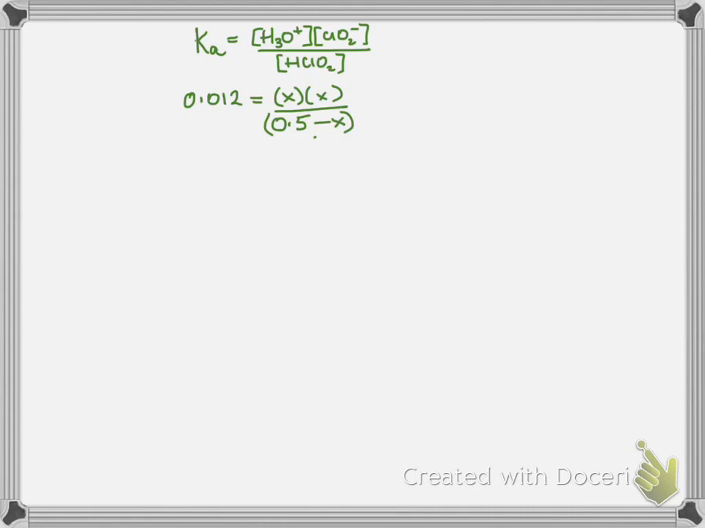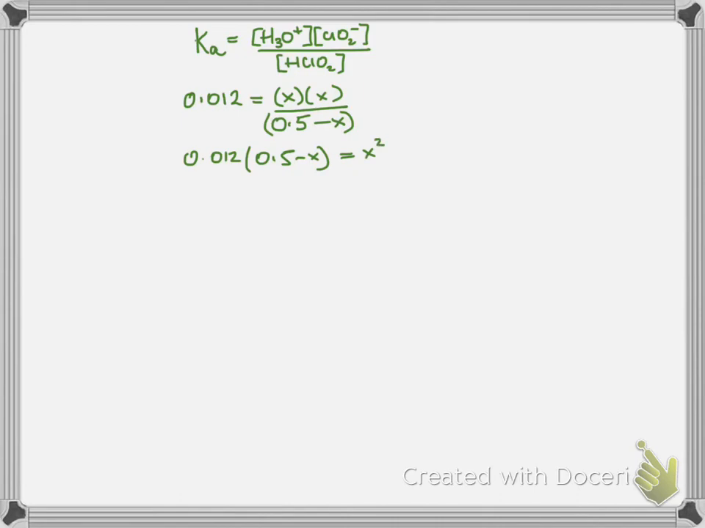So I'm going to go straight into the quadratic equation part of it, because I am pretty certain that the 5% rule would fail. If you want to, when we've done with this, you can try the 5% rule and double check me, but I think that I am going to go straight, as I said, into the quadratic. So this becomes 0.012 times 0.5 minus x is equal to x squared.